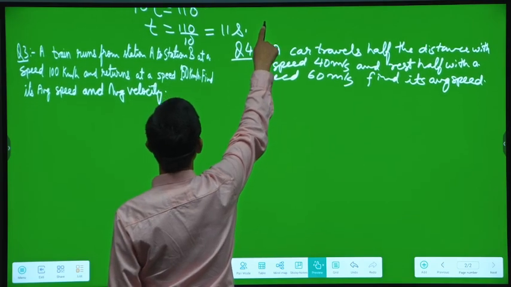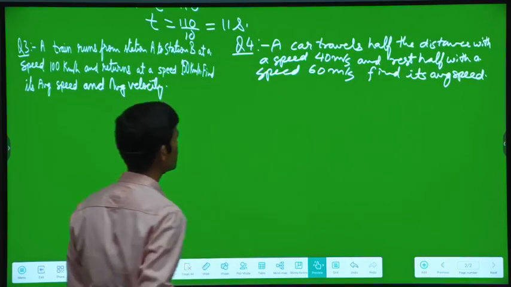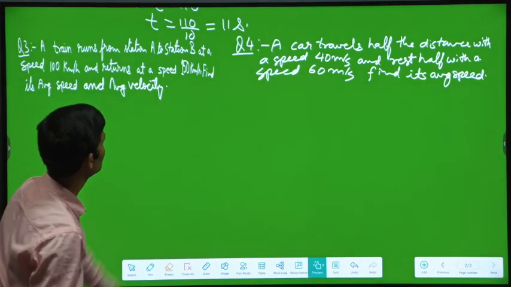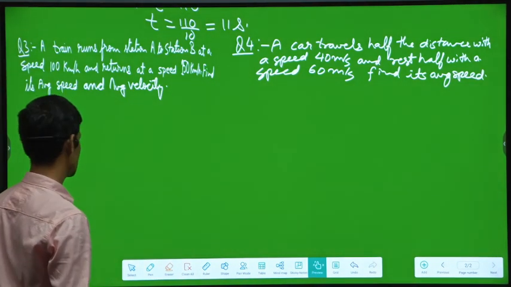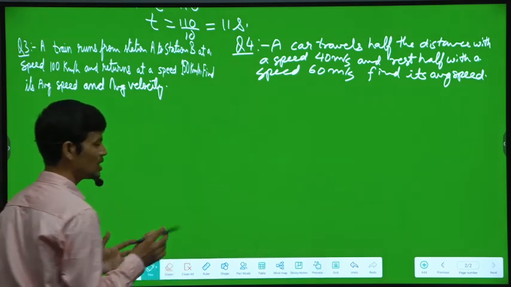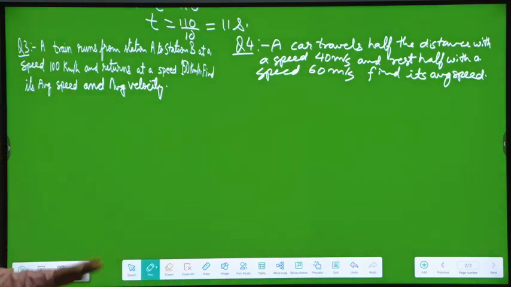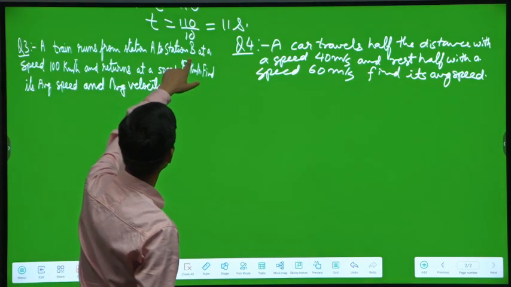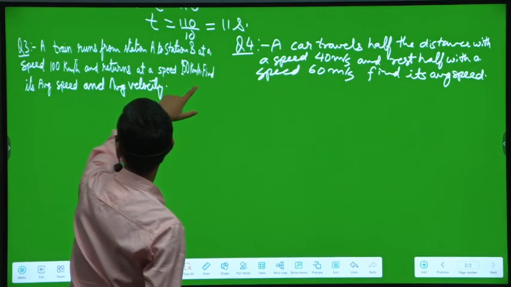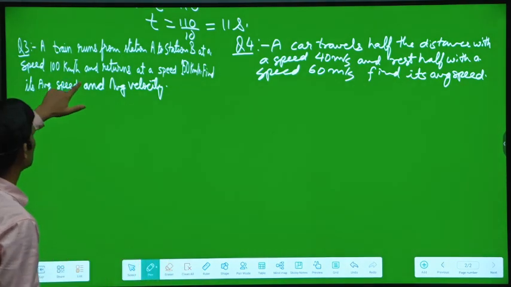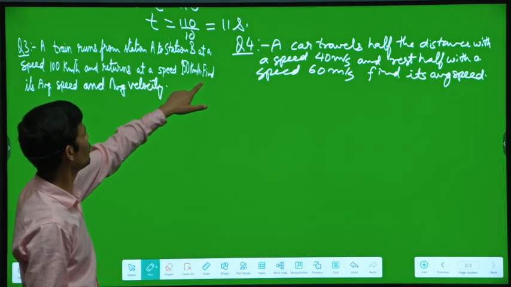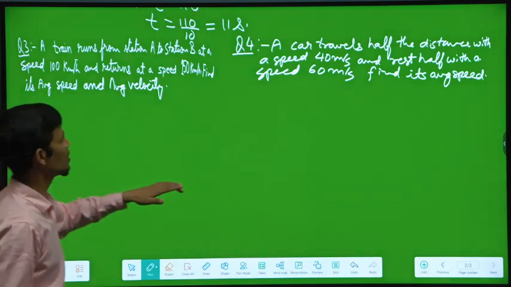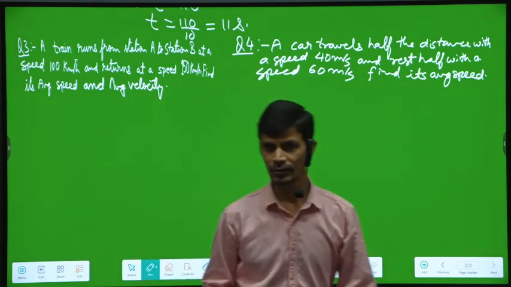All right, so next question. There are two questions. Both are similar to each other, with just a slight change, but ultimately both are the same type of question. A train runs from station A to B at a speed of 100 km per hour, returns at a speed of 150 km per hour. Find its average speed and average velocity.